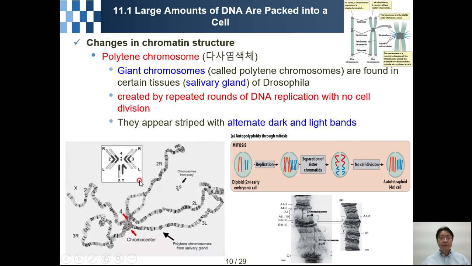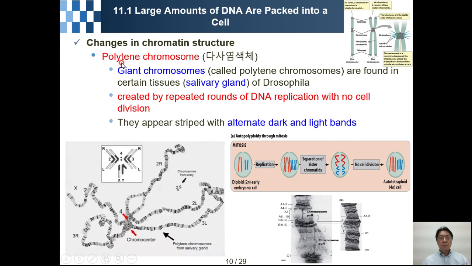But this polytene chromosome is created by repeated rounds of DNA replication with no cell division. For example, this is one example. The diploid is replicated, but there is no cell division. So finally there will be a tetraploid, but in these cases they combine with each other. So they will make a very big or giant chromosome like this.